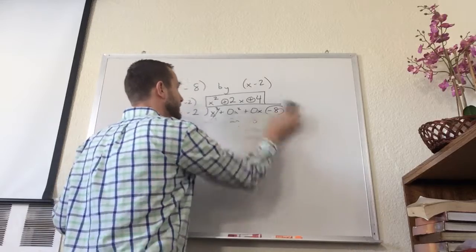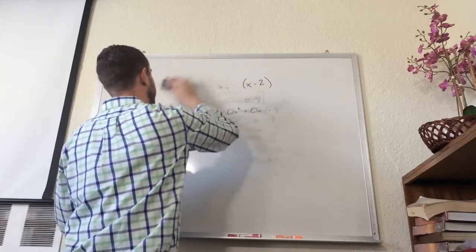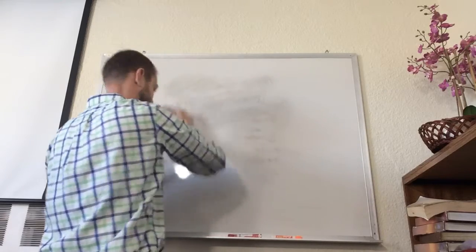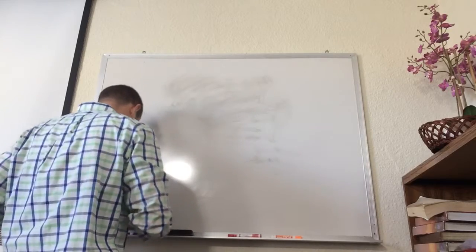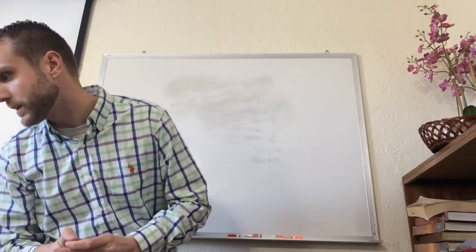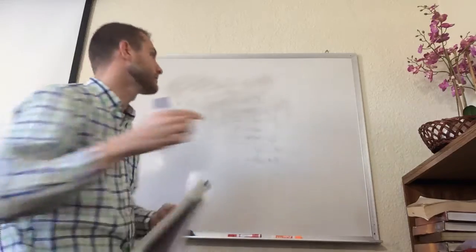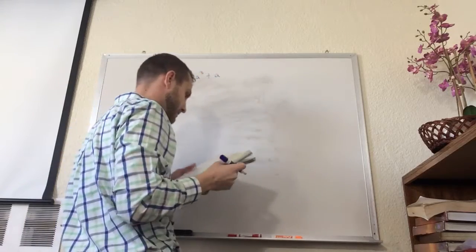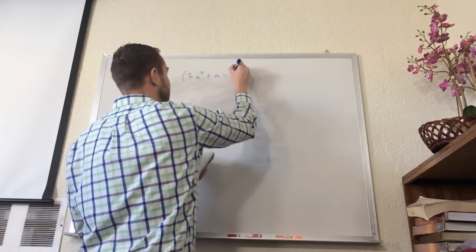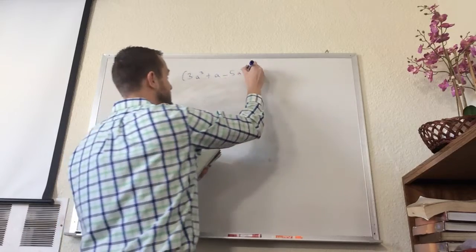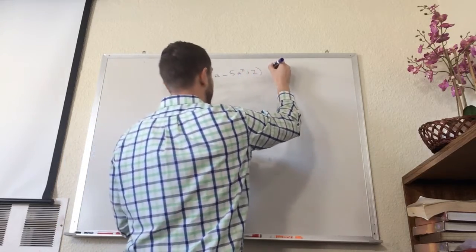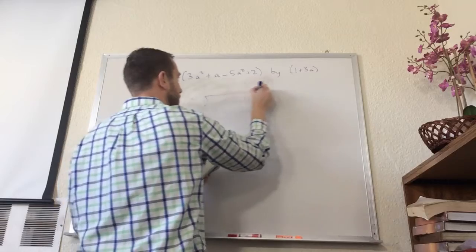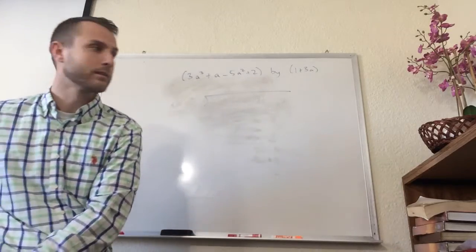Dividing by binomials is a little bit more tricky here. Eraser's not working too great here. So, my next problem is 3a cubed plus a minus 5a squared plus 2 divided by 1 plus 3a.